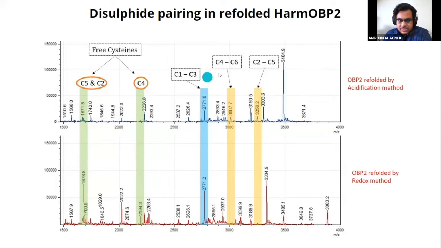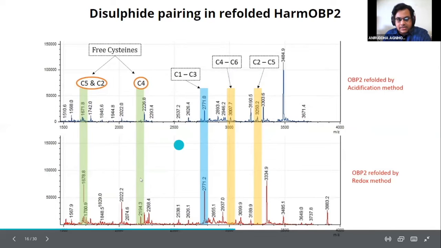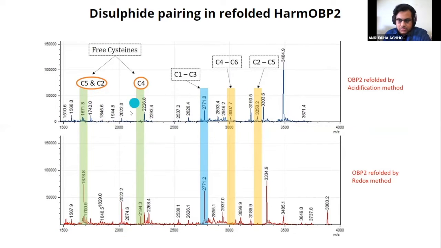This is the typical pairing of the disulfide linkages here. C1 pairs with C3, C4 pairs with C6, and C2 pairs with C5, which is all present in my OBP refolded by the acidification method. Whereas you can clearly see that in the case of the redox method, there are signs of free cysteines, which means that the disulfides are not formed there, which is C5, C2 and C4.